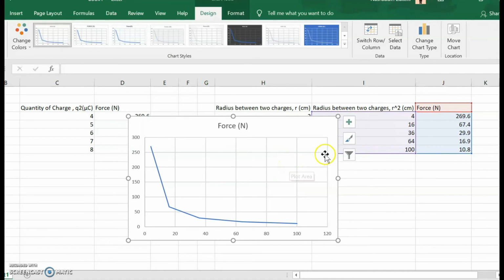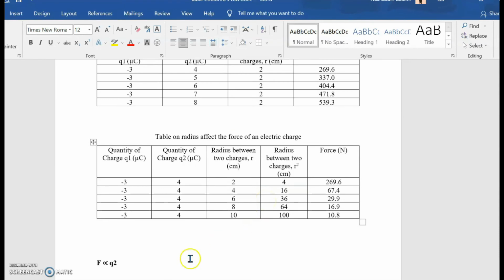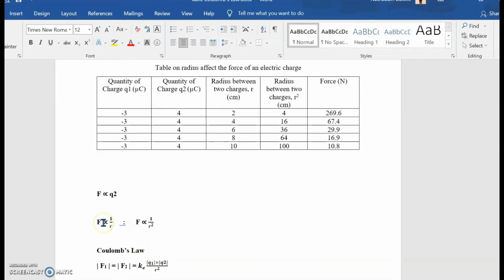So this is the graph of force versus the radius between the two charges. From the graph, we can see that the radius between the two charges is inversely proportional to the force. From the two graphs, we can see that the force is directly proportional to Q2 and the force is also inversely proportional to r squared. This corresponds to Coulomb's law, which is F equals Coulomb's constant times the modulus of charge Q1 times the modulus of charge Q2 divided by r squared. Therefore, the experiment is a success.